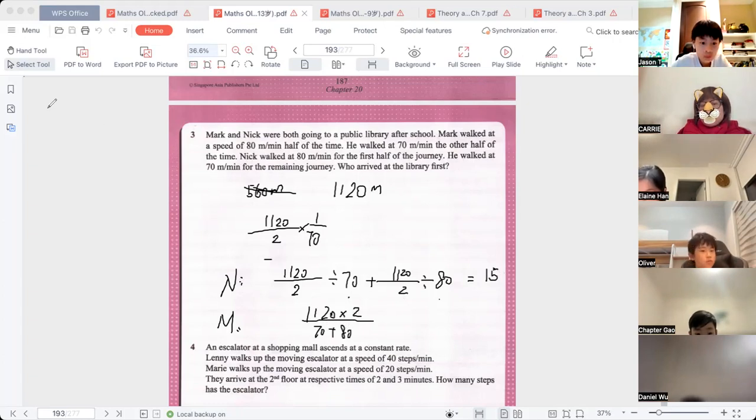本来是把一半的时间去乘以70，对不对？加上一半的时间去乘以80，等于1120，对不对？ But I don't know exactly what half of the time is. How about I just double the distance and calculate, then I know the total time of Mark. So the total time of Mark is 2240 over 150. So the answer is 14.93. Because this one is smaller than 15, that's why Mark arrives earlier than Nick.